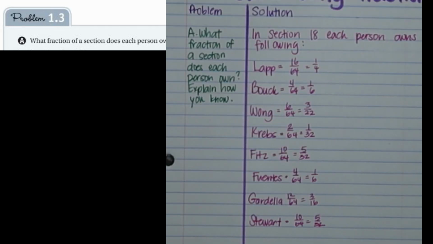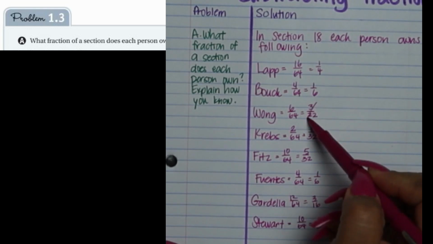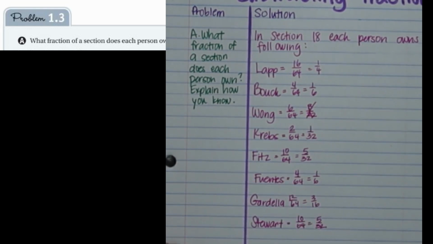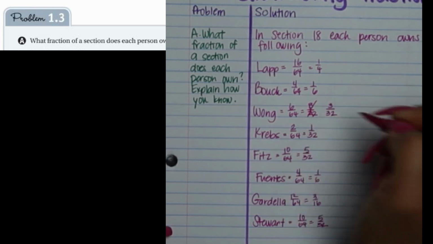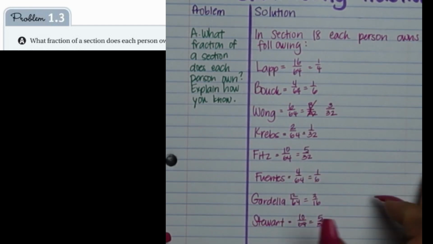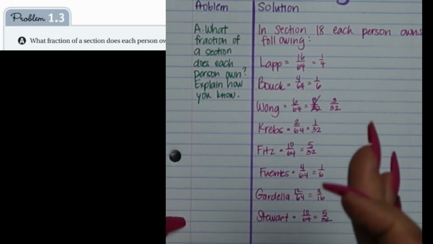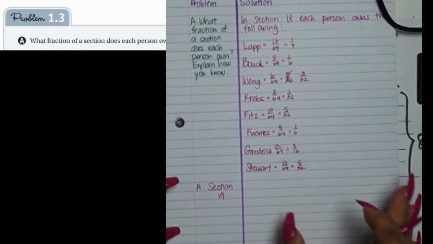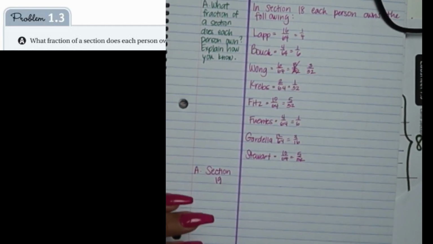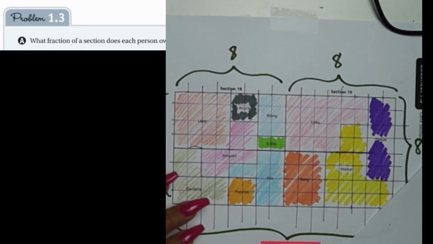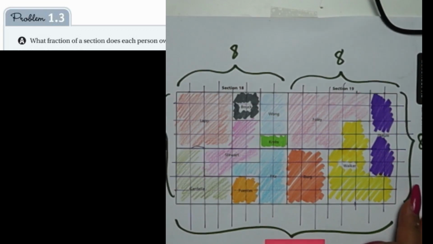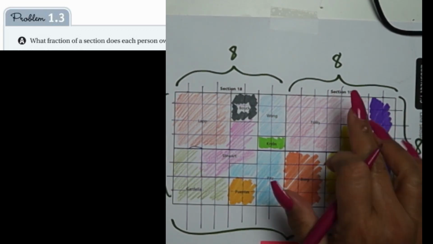Okay, so I do want to make a correction. This simplification is wrong, is incorrect. It's supposed to be 3/32. So I made a correction there. All right, so now it's your turn to do section 19, and you're going to do the same thing. And here is a picture of, you can pause here and use this information to answer your question for section 19.